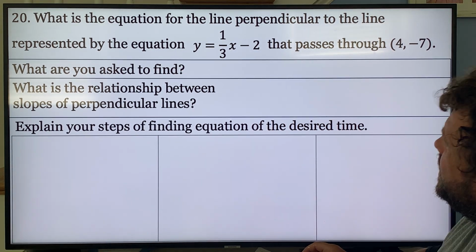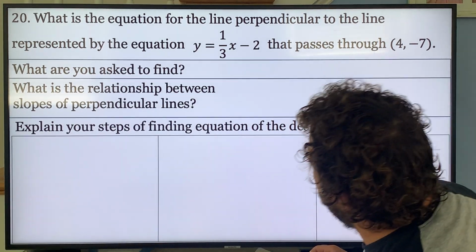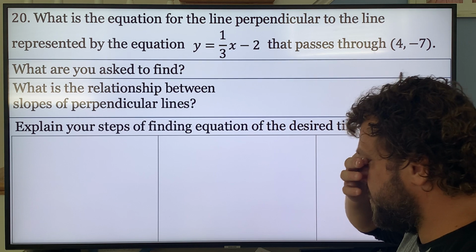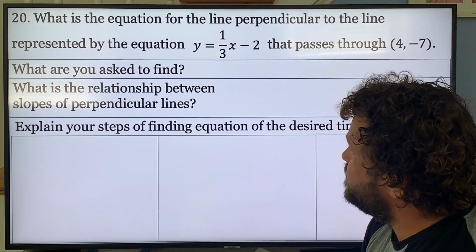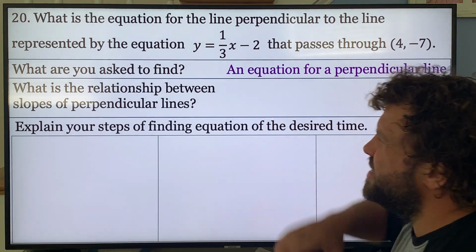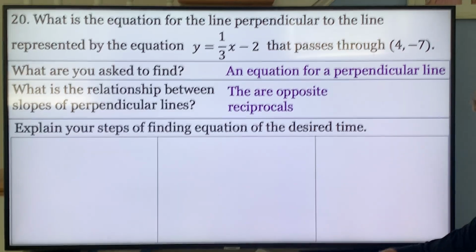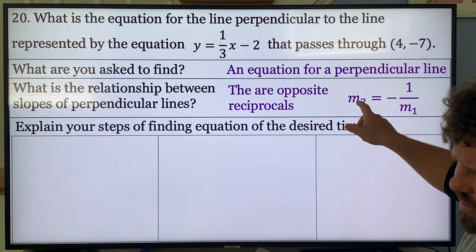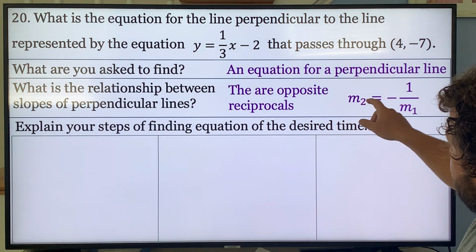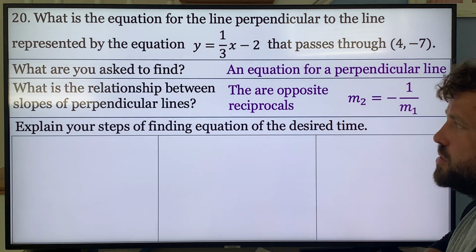All right, what is the equation for a line perpendicular to the line represented by the equation y equals 1/3 x minus 2 that passes through 4, -7? So, what he has to find is an equation for a perpendicular line. What's the relationship between slopes of perpendicular lines? They are opposite reciprocals. So what that means is, if you have a regular slope, your new slope is going to be negative 1 divided by that original slope.